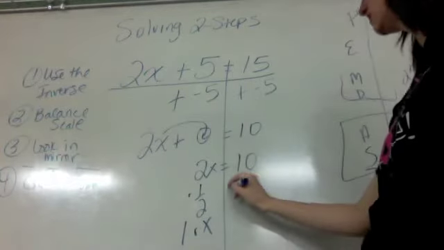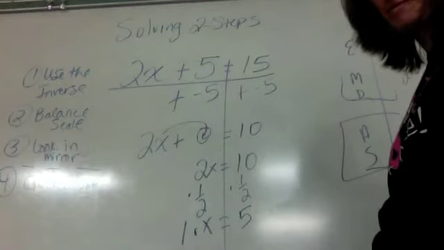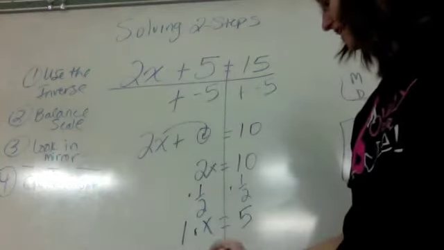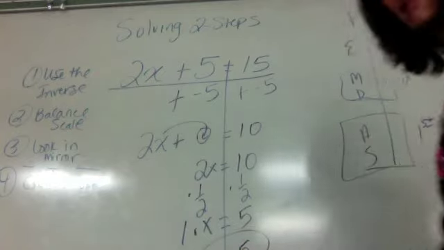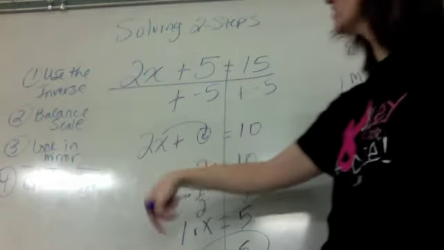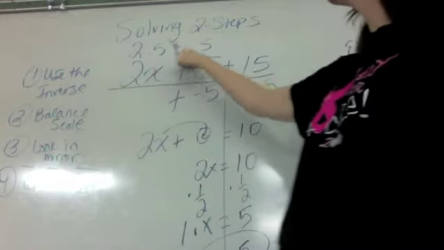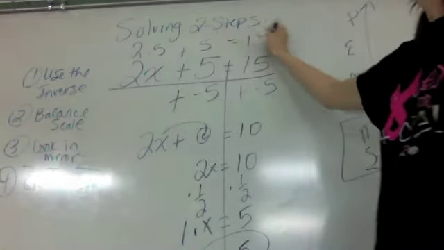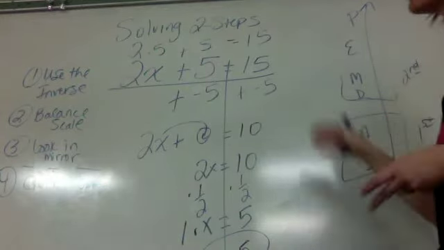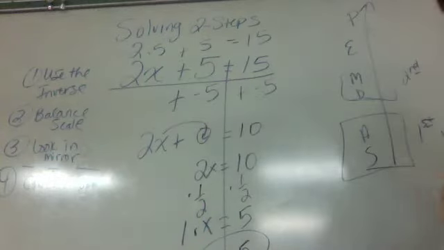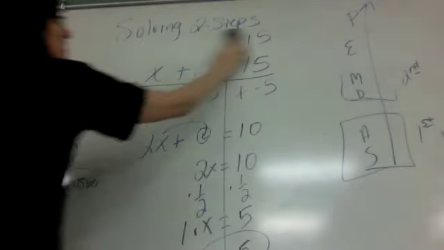I'm going to balance the scale and multiply this side by 1/2. 10 times 1/2 is 5. Now I'm going to look in the mirror. X times 1 is x. 5 is all I have on this side, so my answer is 5. X equals 5. And now I'll do my fourth step of checking the answer. 2 times 5 plus 5. 2 times 5 is 10. 10 plus 5 is 15. So I know that my answer is correct. So a two-step is just taking the ideas of what we know about one-step addition and one-step multiplication, and we have 2 steps to do, those 2 steps. Let's do another one.